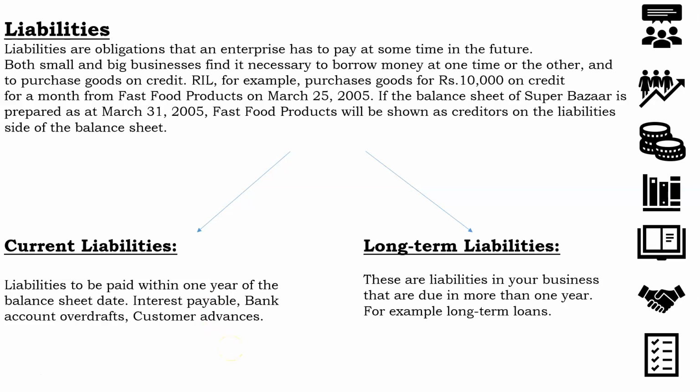And if we have to pay interest to the bank, or because there is a bank overdraft, we have to rectify that limit that has been provided by the bank. Or we have customer advances. See, we had current assets. In current assets, we had prepaid expenses, and here we have customer advances.